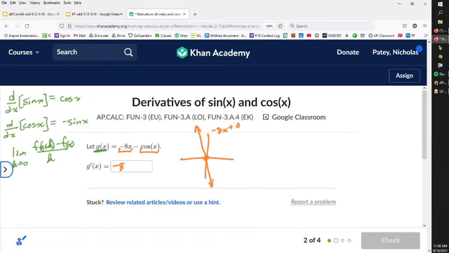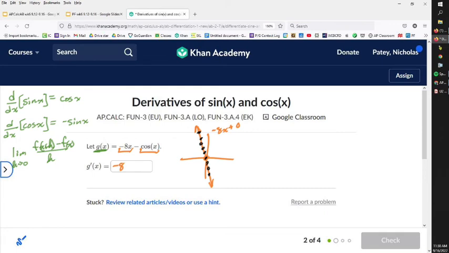And if it's a line, my stews, at every single point, what is the slope at every single point on this line? It's negative 8. It doesn't change. It's always negative 8. So if you took the derivative of negative 8x, you would just get negative 8. It's a constant. It's always negative 8.